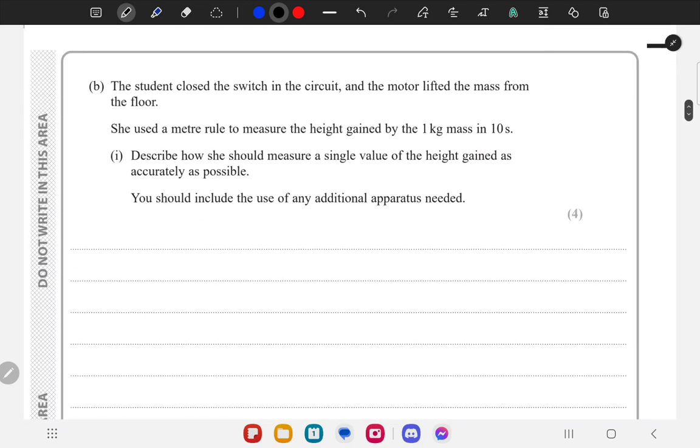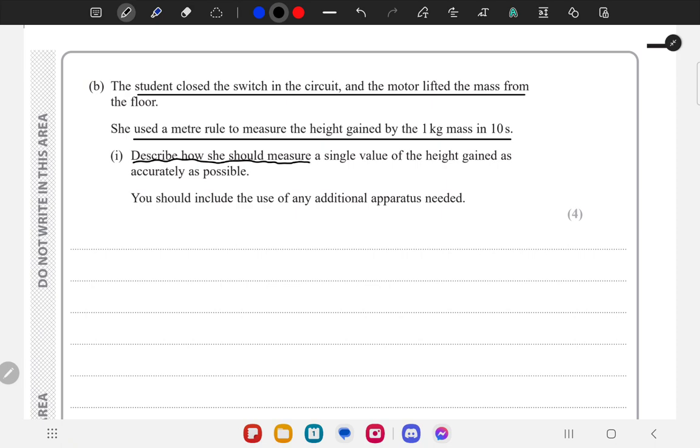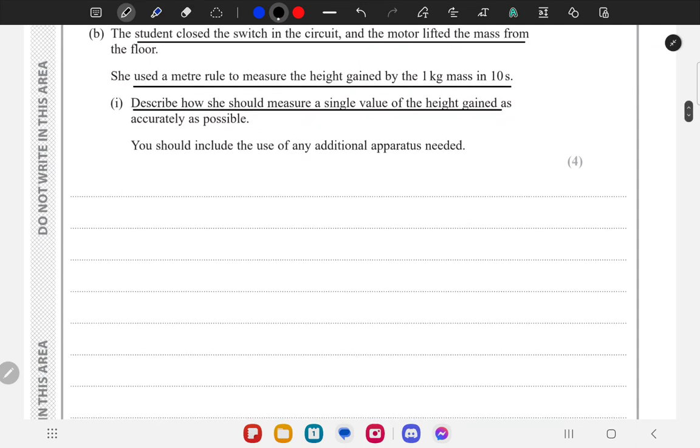In part B, we are told that the student closed the switch in the circuit and the motor lifted the mass from the floor, and she used a meter rule to measure the height gained by the 1 kg mass in 10 seconds. Now in part B1, we have to describe how she should measure a single value of the height gain as accurately as possible. We are told to include the use of any additional apparatus as well.